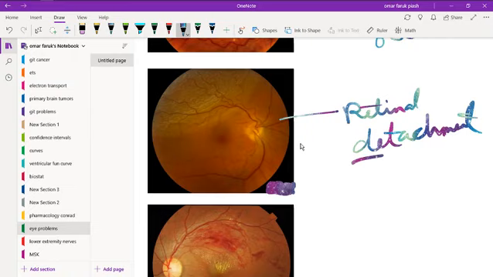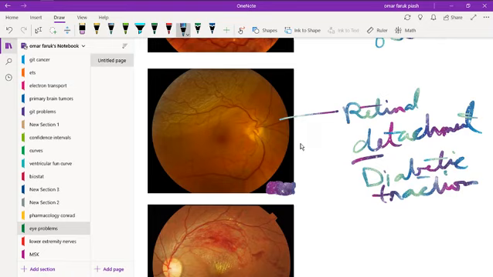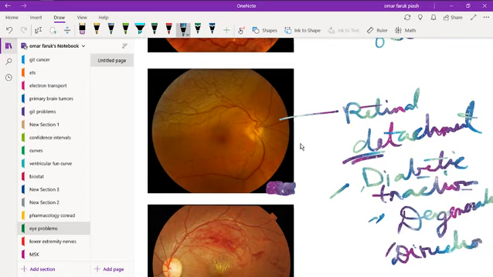And detachment, diabetic traction, detachment, diabetic traction. Already I have said degeneration. Always try to find a relation in between. That means detachment, diabetic traction, degeneration, and the direction of the vessel is changed. Direction of the vessel is changed here.